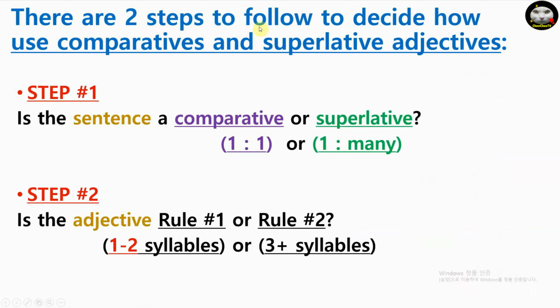There are two steps to follow to decide how to use comparative and superlative adjectives. Step 1 is we look at the sentence. Is it a comparative or a superlative sentence? Is it one to one or one to many? And for step 2, is the adjective rule number 1 or rule number 2? Rule number 1 is for 1 to 2 syllable words, and rule number 2 is for words that are 3 or more syllables.